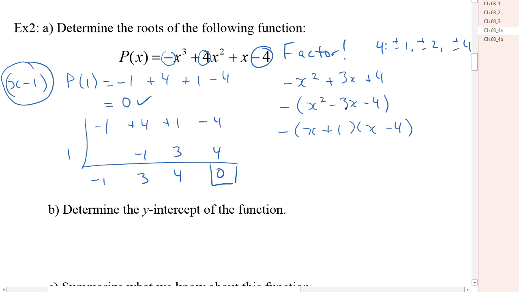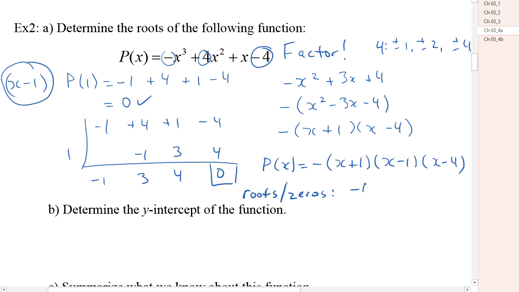We're good to go. Okay, so I should put this together then. In factored form, it'll be minus, maybe I'll start with the x plus 1 term first, and then the x minus 1 term, and then the x minus 4. The reason I did that is because then I can figure out the zeros, which, by the way, is the exact same meaning as roots. The roots or zeros are negative 1, positive 1, and positive 4. I put them in this order, thinking ahead that I wanted the zeros from least to greatest.